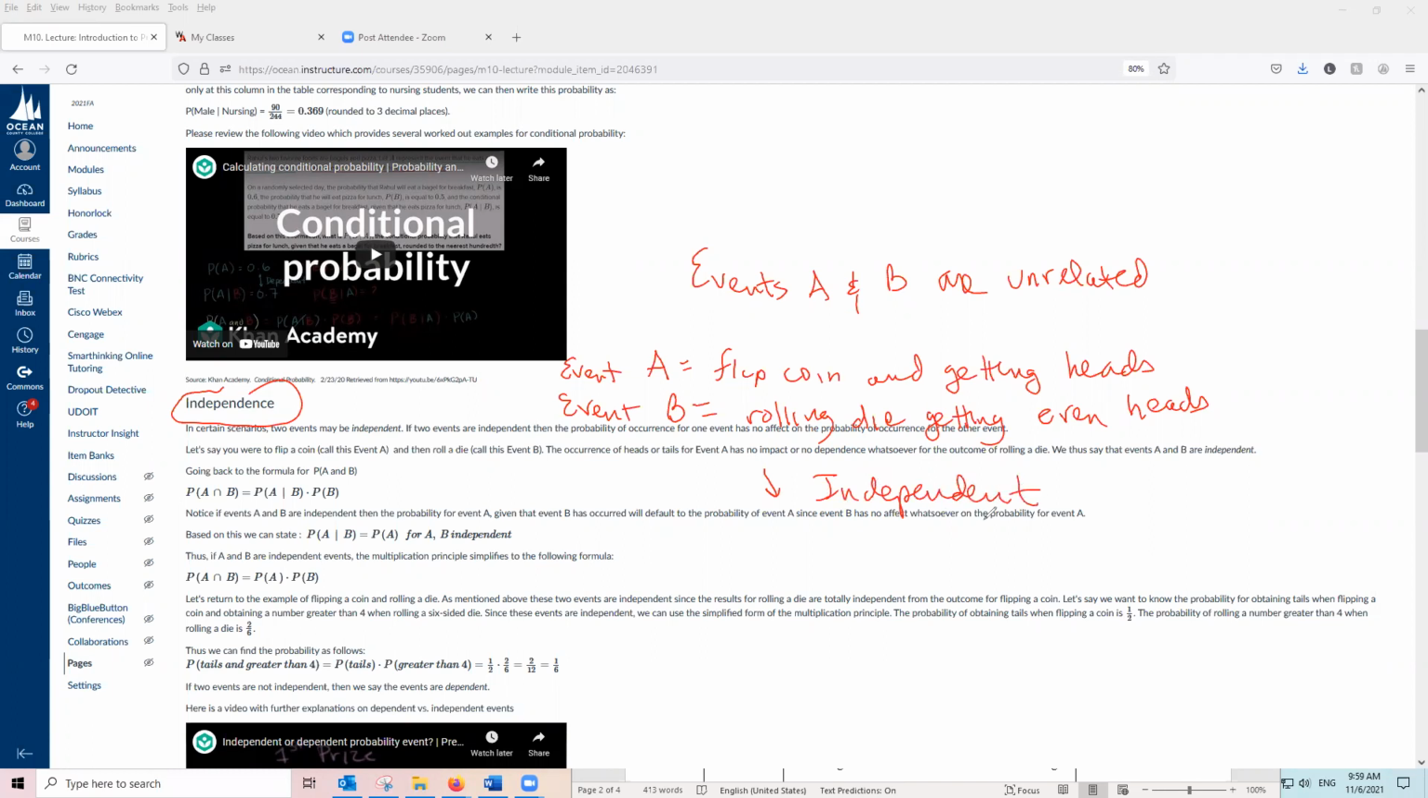When that happens, we can simplify the formula a little bit, because if you remember, the probability of A and B is equal to the probability of A given B times the probability of B. But this conditional probability really is the same as the probability of A, because if you think about it, I want to know the probability of A given that event B has happened. Well, I don't really care about event B, because event A is not related in any way. So it really doesn't matter to me if event B has occurred or not occurred. That's not going to affect the probability for event A, because these events are known to be independent.